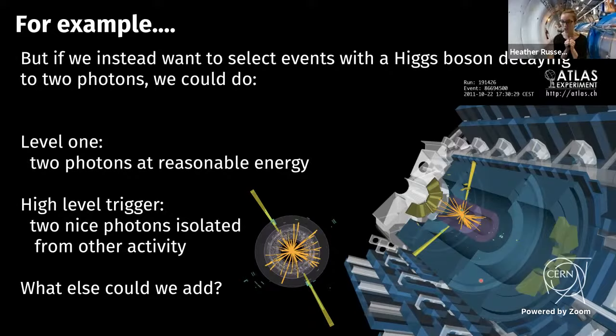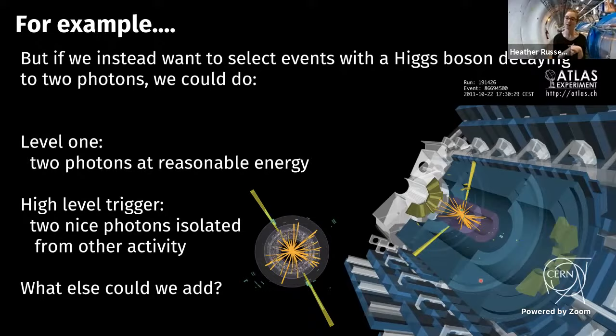So we can say at level one, let's make sure there's two photons, both with some reasonable energy, because we know when the Higgs boson decays, it gives reasonable energy photons. And at the high level trigger, we can do the same thing. We ask for two reasonable energy photons. But then, I talked before about photons being really photony or kind of not great. Here, they're really photony. These are very good photons. There's no stuff around them. So we can say they're isolated from all sorts of other activity. And in that sense, we're only keeping the best events and the rate's a little lower.